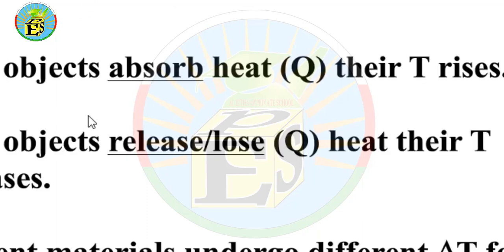Thermal properties of matter: when an object absorbs heat, we use the symbol capital Q to refer to the amount of heat absorbed inside the object. Its T rises. T means temperature. When an object releases or loses a quantity of heat, its temperature decreases. Different materials undergo different delta T. Delta T means change in temperature, which may go up or down for some heat absorbed or released.